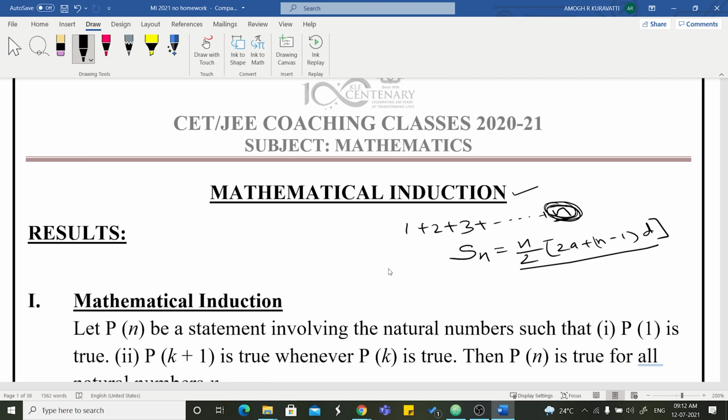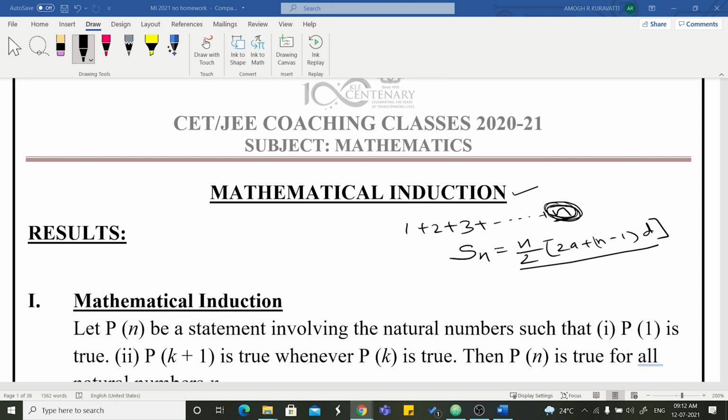Okay. So the definition: it is a process of proving the general values or general results. To prove general results we must apply mathematical induction. It is a process of proving the general values or general results. When the term n comes, it is a general value.